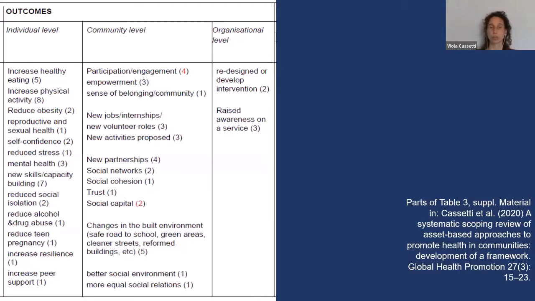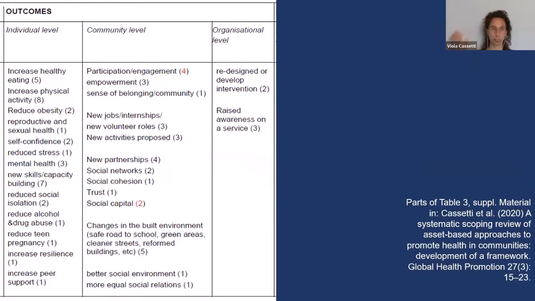Again, in the scoping review that we carried out, these were the outcomes that asset-based approaches were aiming at. So as you can see, you can range from individual level outcomes, community level outcomes, or organizational level outcomes. And this can be quite varied, because even within the individual level outcome, we're not just talking about the traditional health behavior approach.